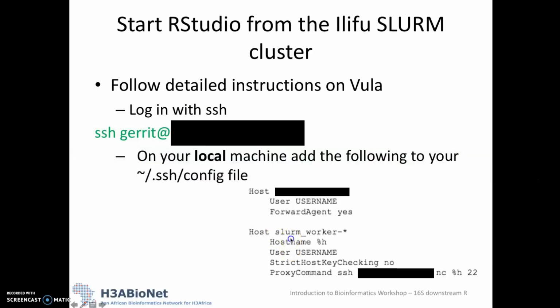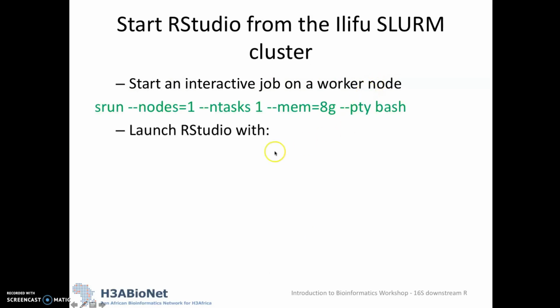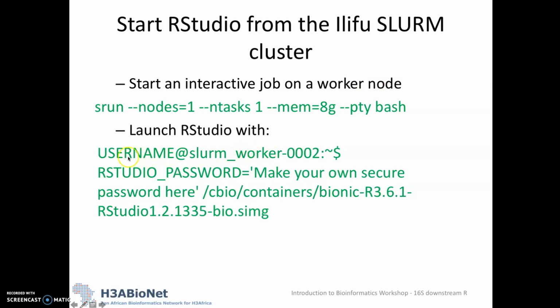and once you have done that, we can start an interactive job, which we've already done in this case. And after that, we're going to launch RStudio with this command over here, substituting your own username here, and then you're going to make yourself your own secure RStudio password. And what we're specifying here is the singularity container that contains everything that you need for this module and for running R downstream. So you already have the R packages installed that we're going to be using.